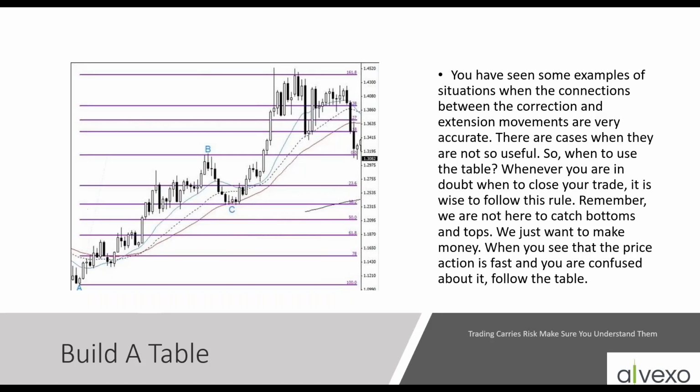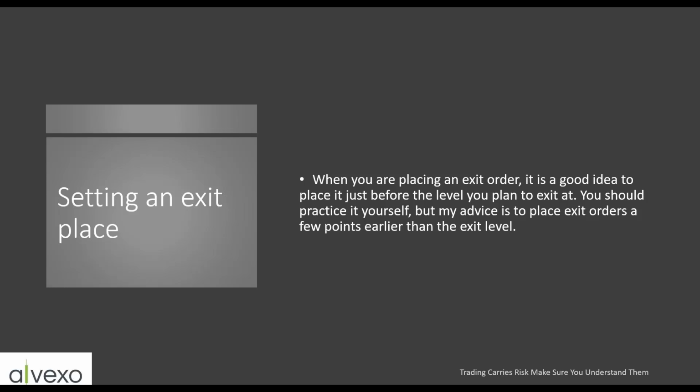Now, you have seen some examples of the situation when the connections between the correction and the extension movements are very accurate. There are also cases when they're not so useful. So whenever you are in doubt when to close your trade, it is wise to follow the rule. When you're placing an exit order, it is a good idea to place it just before the level you plan to exit at. You should practice it yourself, but my advice is to place exit orders a few points earlier than the exit level.